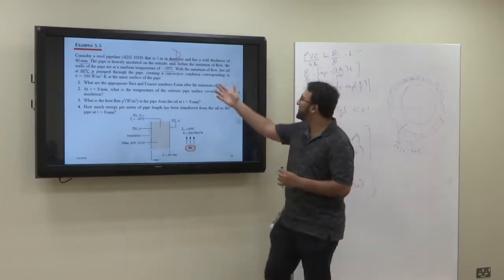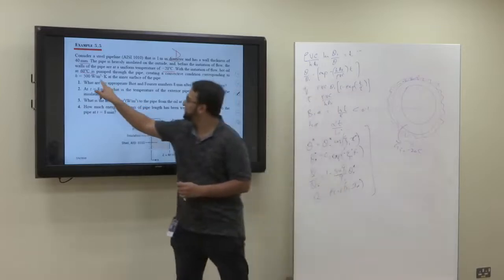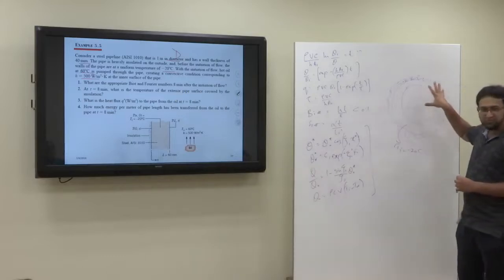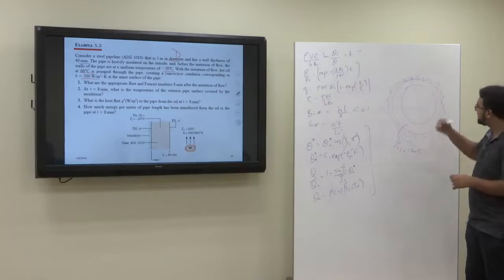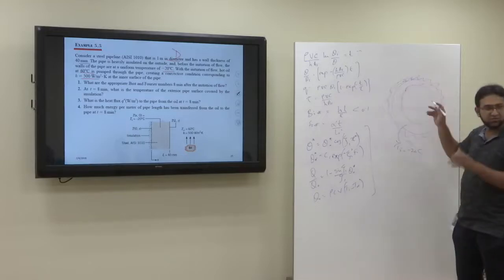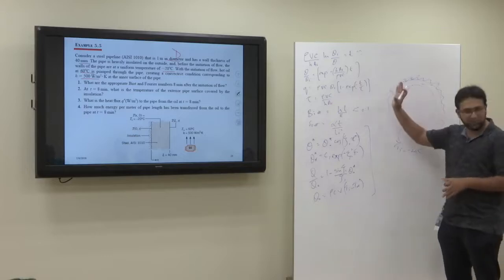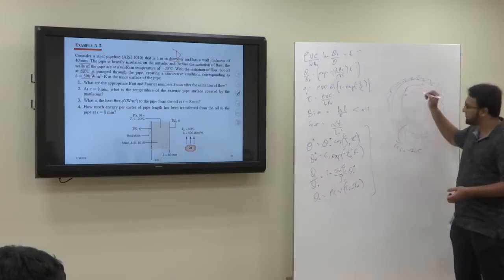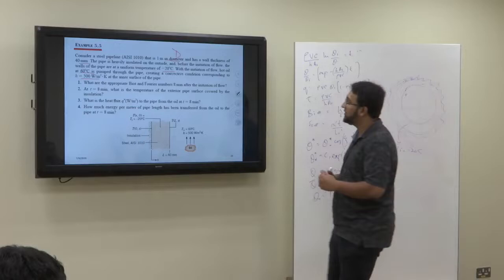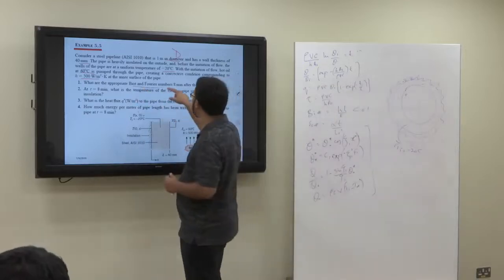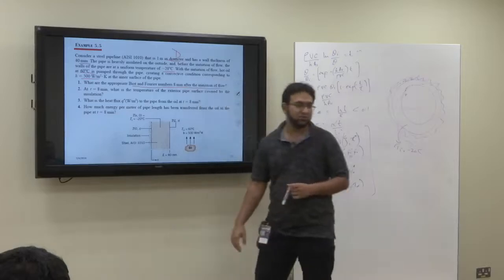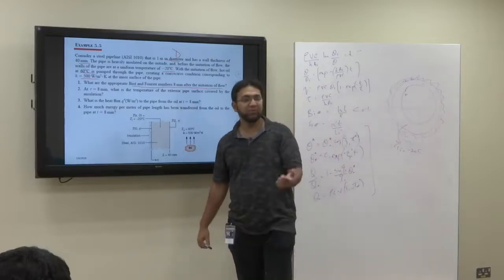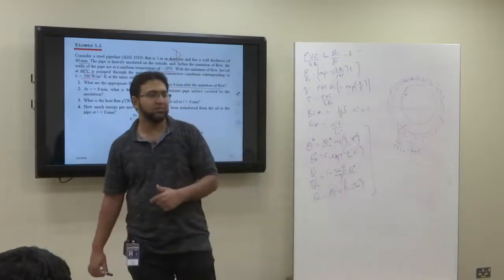Okay. Creating a convective condition corresponding to h is given at the inner surface of the pipe. Obviously when the oil flows through the pipe, there will be convection at the inner surface. Heat will be transferred from the fluid to the pipe at the inner surface. So this h is given at the inner surface. What are the appropriate Biot and Fourier numbers 8 minutes after initiation of the flow? So they started the pump and the oil started to flow through it, and now after 8 minutes has passed, what is the Biot number and what is the Fourier number?